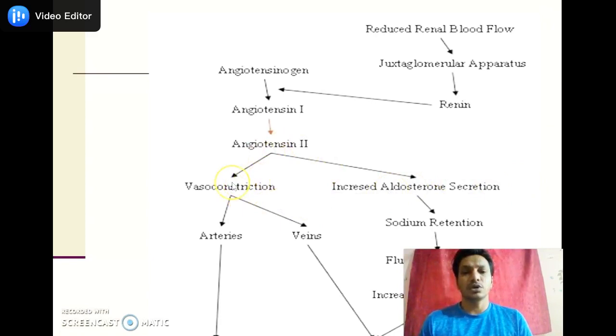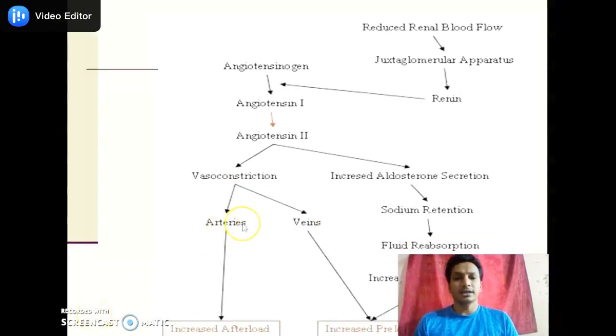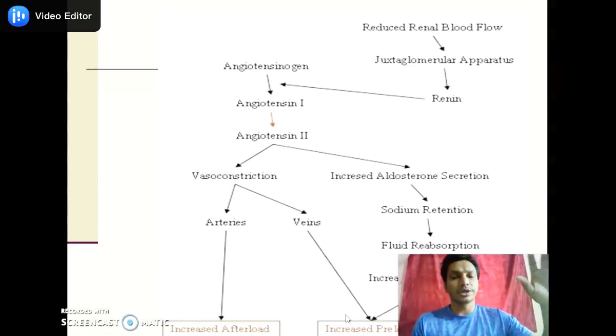Angiotensin 2 acts on the blood vessels and causes vasoconstriction of both arteries as well as veins. Here you can see that the arteries increase the afterload and the veins increase the preload. So what is afterload and preload? Afterload means when the blood is pumped up with the cardiac output, and preload means the blood flowing through the veins towards the heart.